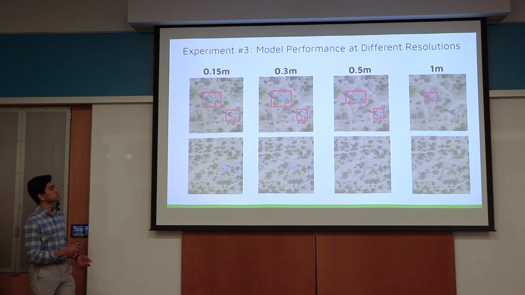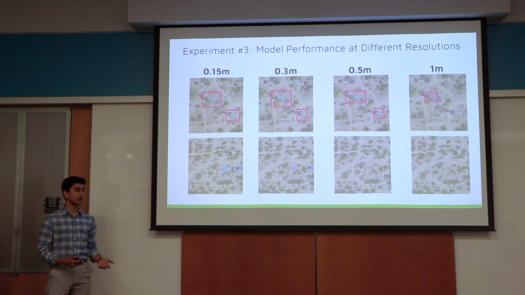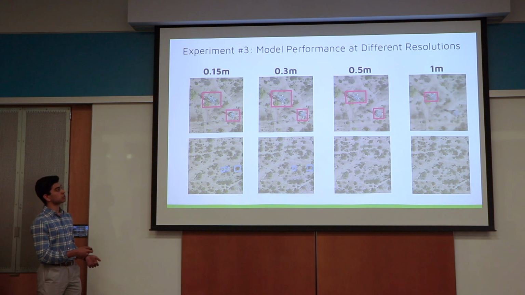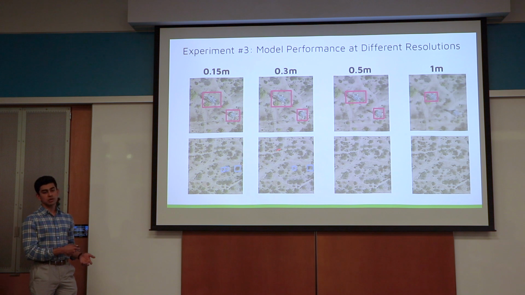And so here we see 2 transmission towers, and the 0.15, 0.3, and 0.5 meter data all found those transmission towers, but when we get to the 1 meter data, we were only able to find 1 of the 2 towers. Similarly, for distribution towers, that cutoff happens much earlier, in fact.